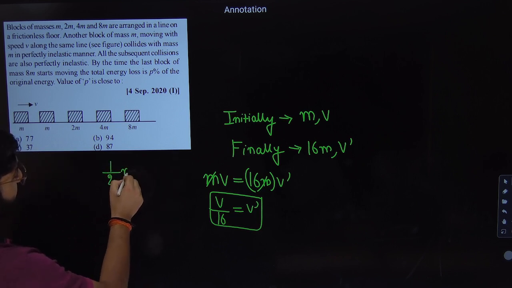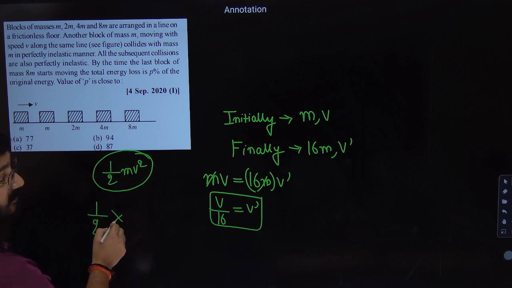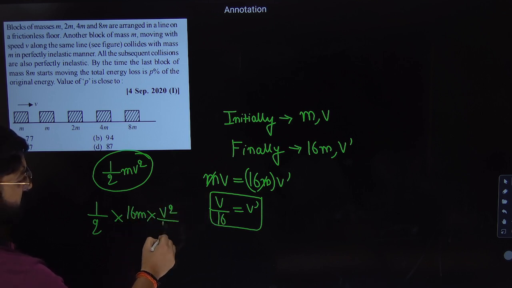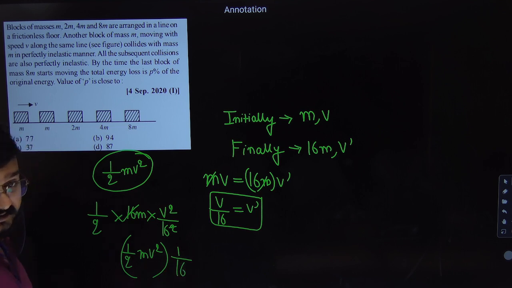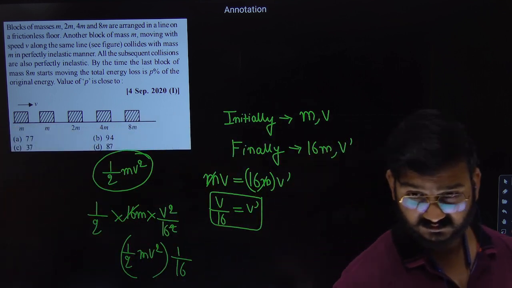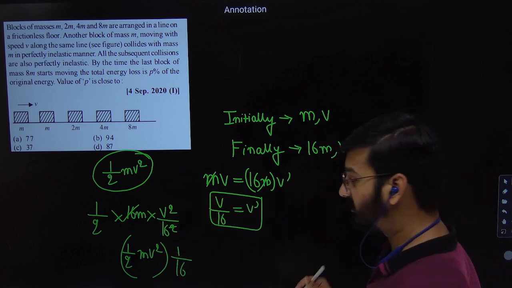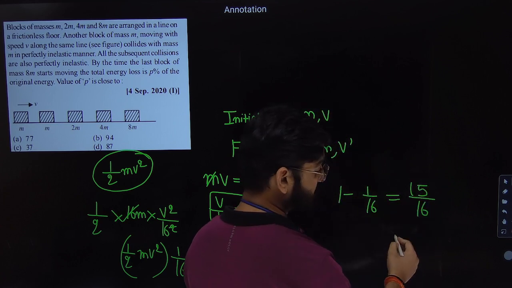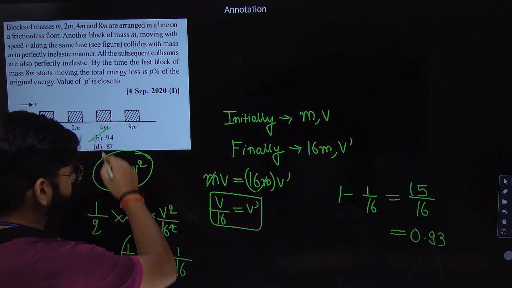Initial kinetic energy, half mv square. I don't know why you guys are not getting C here. Final will be what? What is the mass? m or 16m? And velocity will be what? v square by 16 square. 16, 16 cancel. So this is what? Half mv square. What is extra in this? 1 by 16. So when you subtract, half mv square will be common. So what will you get? 1 minus 1 by 16, which is how much? 15 by 16. When you divide, it will come 0.9375. So which option?